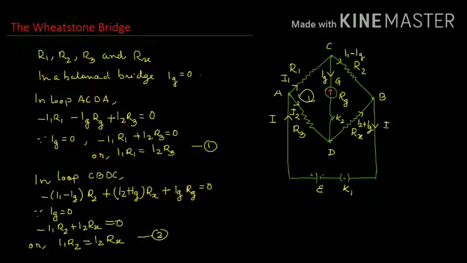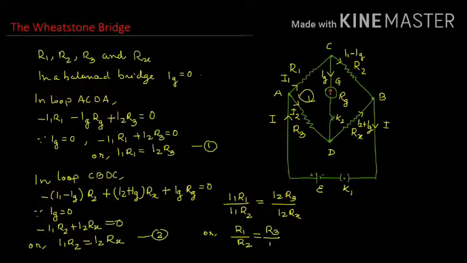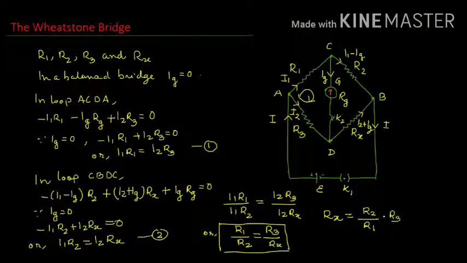Now we divide equation 1 by 2. So I1 R1 by I1 R2 is equal to I2 R3 by I2 Rx, or R1 by R2 is equal to R3 by Rx. So this is the condition for a balanced Wheatstone bridge. From this relation, we can determine the unknown resistance Rx is equal to R2 by R1 into R3. So knowing the resistances R1, R2 and R3, Rx can be determined.